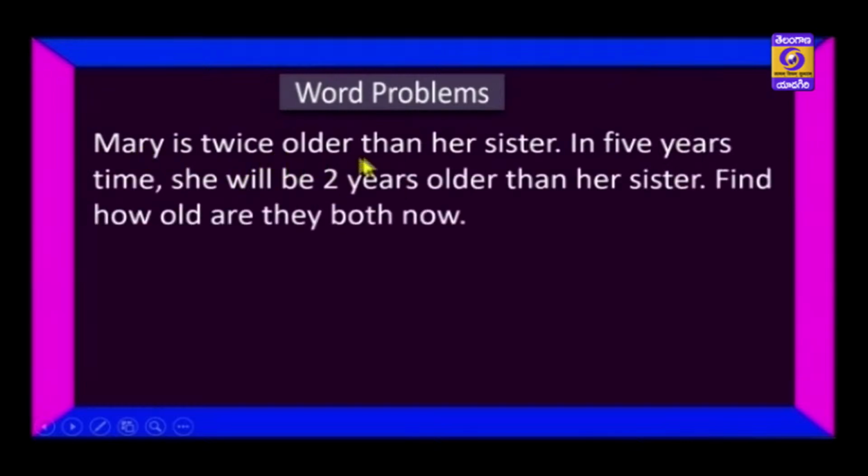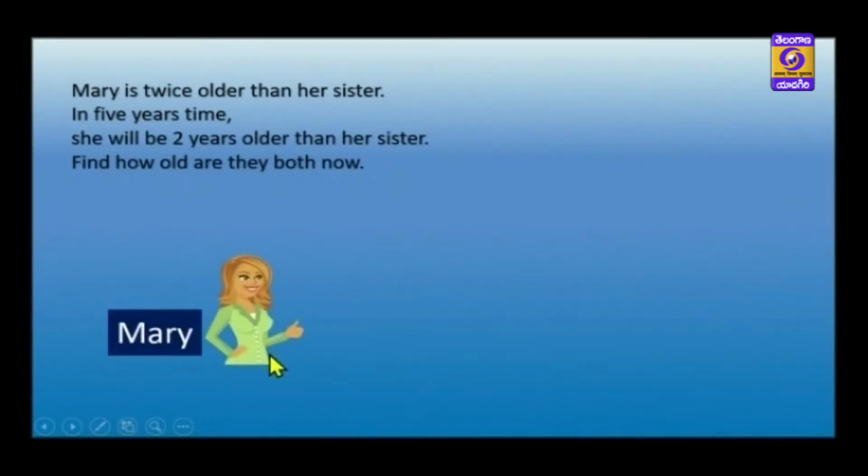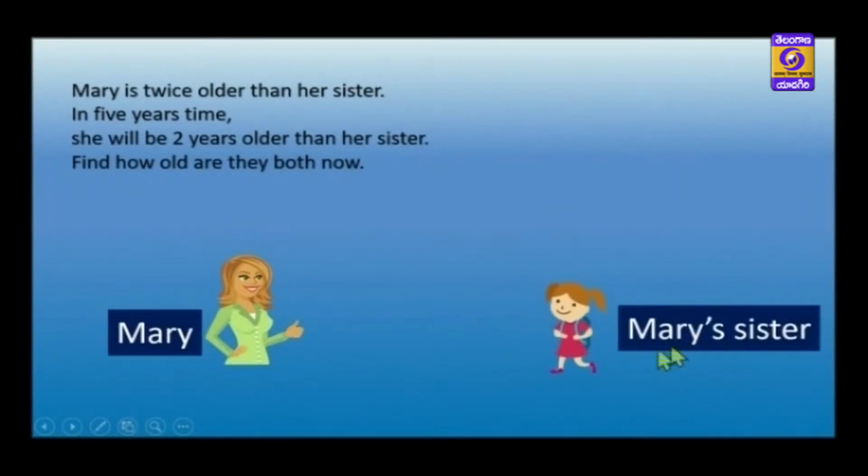Mary is twice older than her sister. In 5 years time she will be 2 years older than her sister. Find how old are they both now. Let us understand this question diagrammatically. You see, there are two girls mentioned in the question. So let this girl be Mary, and she is her cute little sister, Mary's sister.